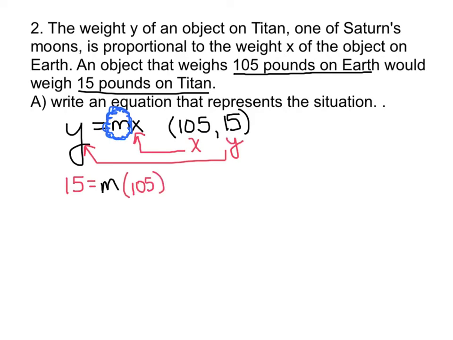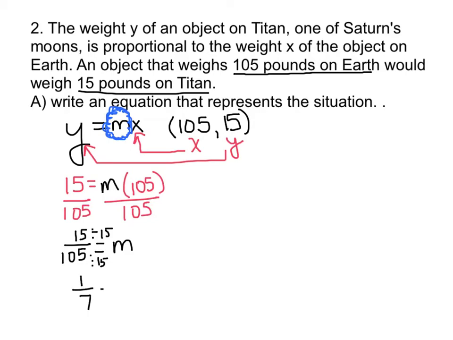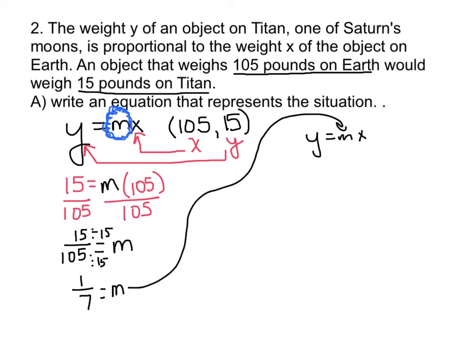Now solve the equation for m. This is 7th grade review. The opposite of times 105 is divided by 105. That gives me m equals 15 divided by 105. If you simplify, that can be simplified by 15. Divide by 15, divide by 15. You get 1/7. So m is 1/7. So I take the m, I plug it back into y equals mx. So your equation would be y equals 1/7 x.